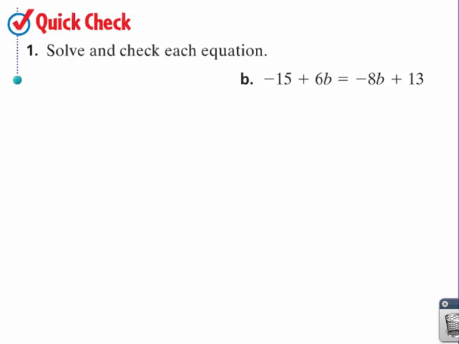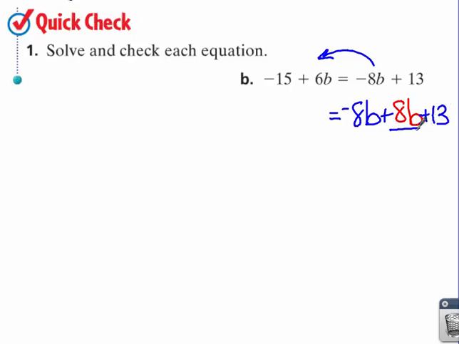Now you'll notice that they rearranged some numbers. It doesn't matter, it's still the same exact process. Step number one, get the letters on one side. So I'm going to move this negative 8b over to be with the 6b. I start writing at the equal sign: negative 8b plus positive 8b, because that's its opposite, plus 13.